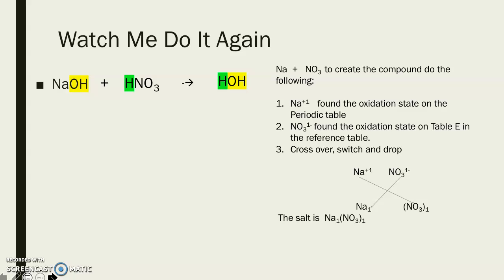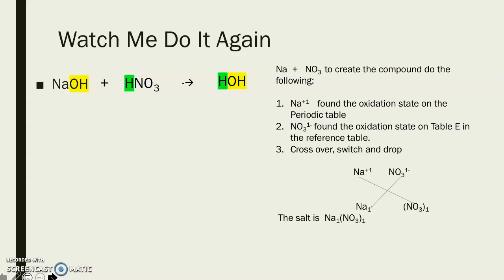Now, for our salt, we have Na, which is left, and NO3, which is left as well, to create the compound. Na has a +1 oxidation state according to the periodic table. NO3, according to table E, has a -1 oxidation state. It's not nitrogen and oxygen, it's NO3. Once again, this can be found on table E. Then we're going to cross over, switch, and drop. So Na had the +1 originally, NO3 had the -1 originally.